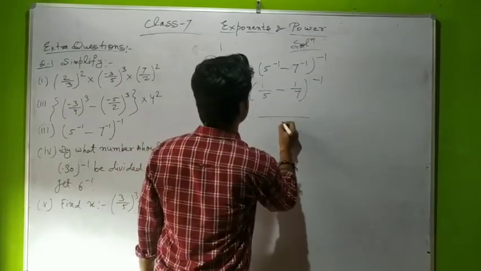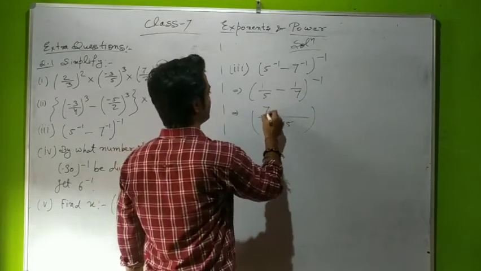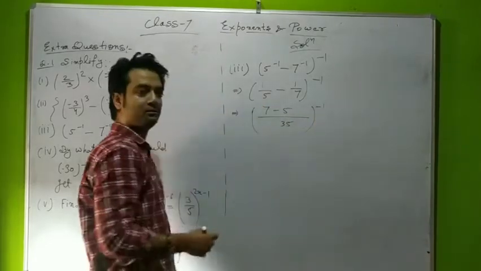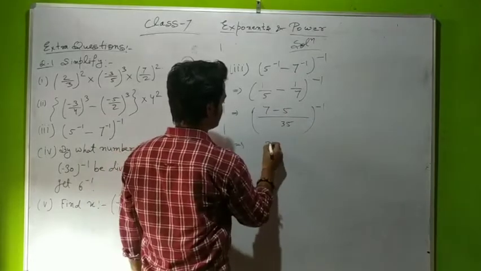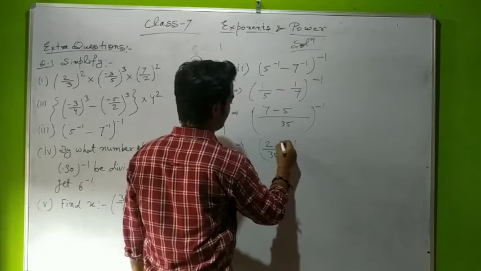So it gives us 35, that is the LCM of 5 and 7. This becomes 7 minus 5. Whole raised to the power minus 1 is still there. Now 7 minus 5 gives us 2 upon 35 raised to the power minus 1.